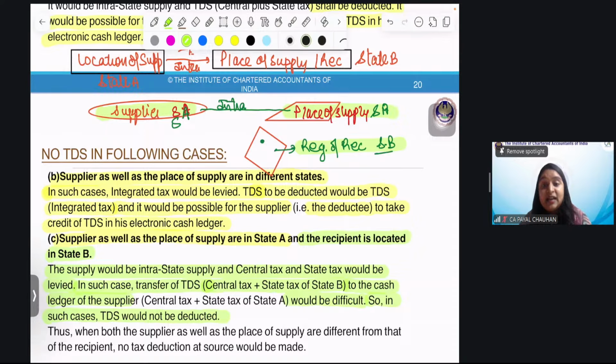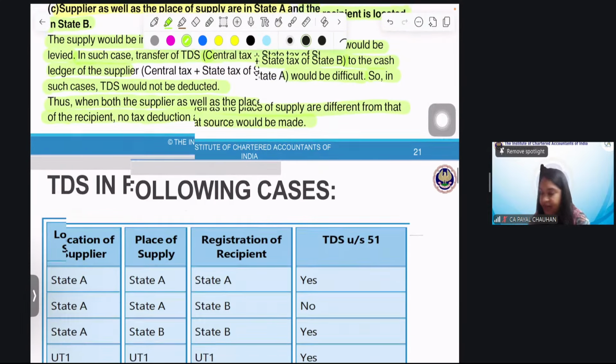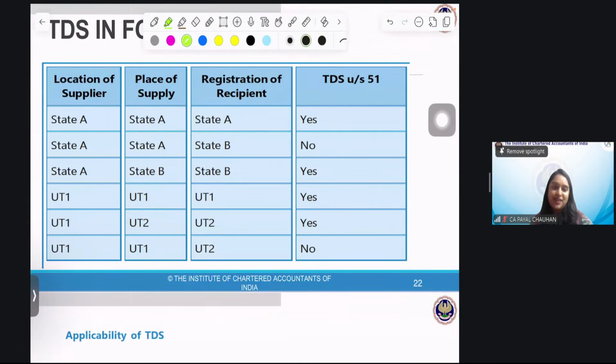Then we'll see it will be IGST now, we'll provide it. See, we have a question there below that. Now, thus, when both the supplier as well as the place of supply are different from that of the recipient, no tax deduction at source is to be made, right? Yes, Mustafa, it's kind of a bill to ship to model, right? Now, though you should not see the answers, but it is okay. Be honest to yourself, ignore the yes or no, the rest we'll do.